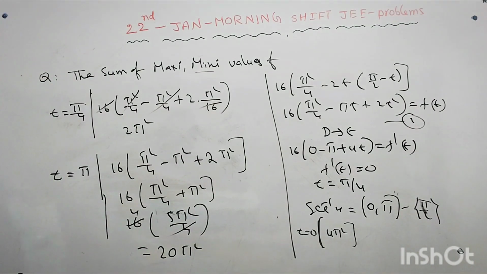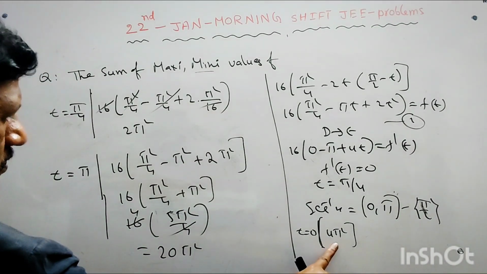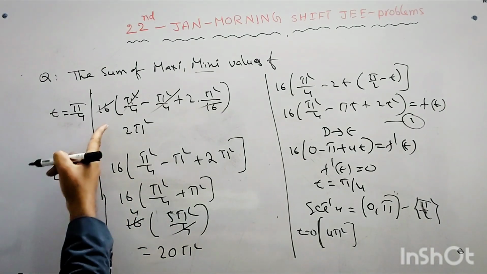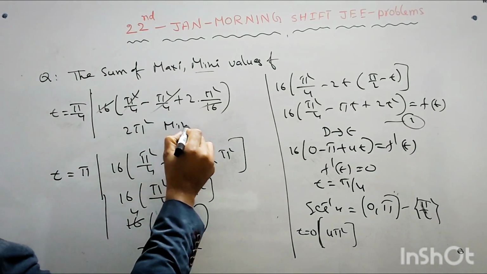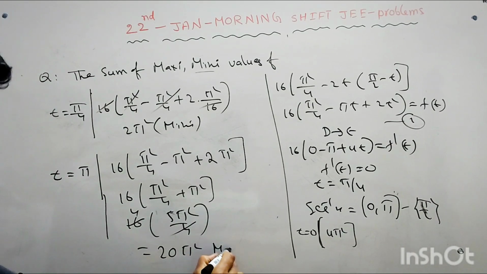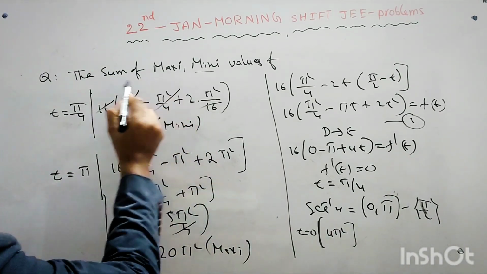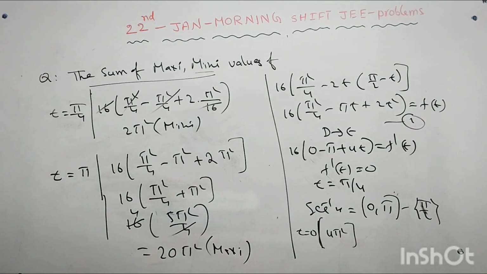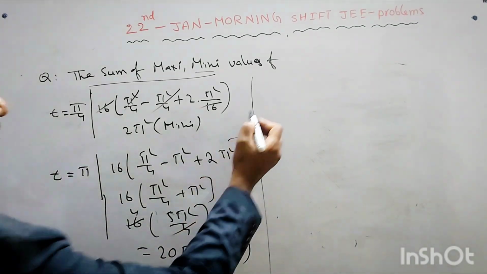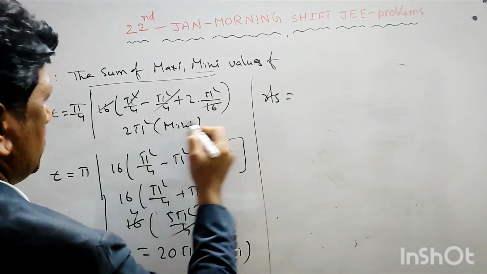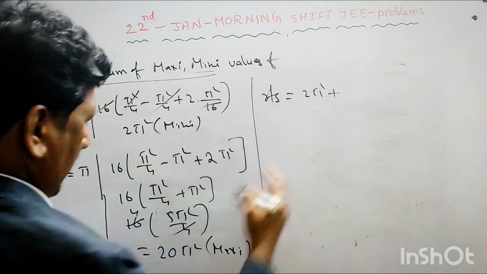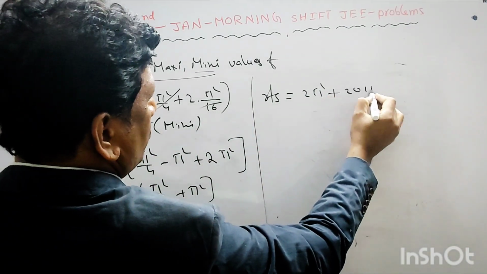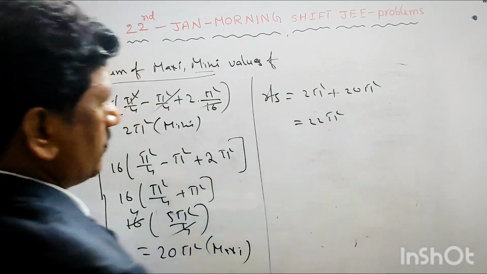Okay, then here see that 4 pi square, 2 pi square. This is the least value. This is the minimum value. This is the maximum value. And it is asking to find the sum of maximum and minimum. Then I'm going to find out its sum. This is the minimum value 2 pi square, maximum value 20 pi square. Answer will be 22 pi square.